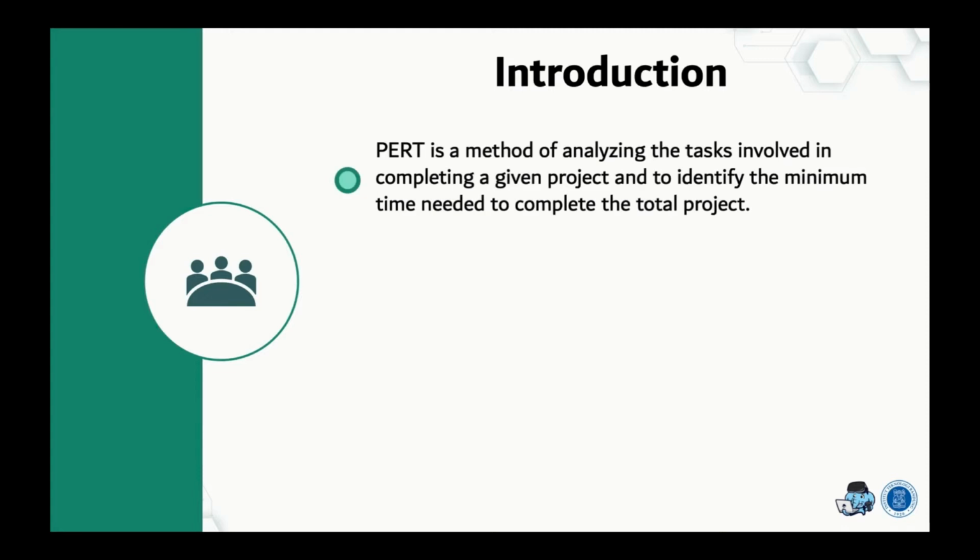What is PERT here? PERT is a method of analyzing the tasks involved in completing a given project to identify the minimum time that is needed to complete the total project. As mentioned before, PERT and CPM are complementary tools.